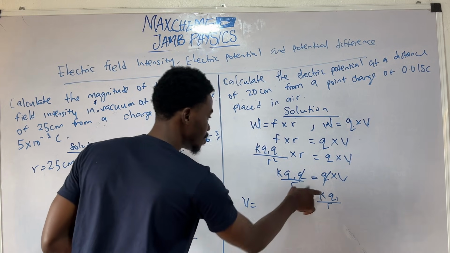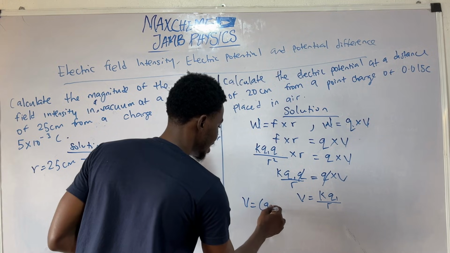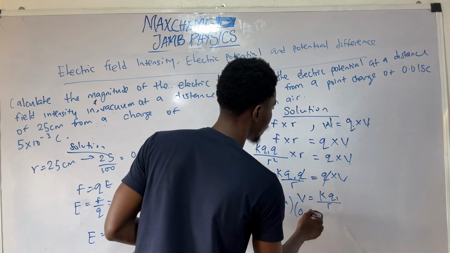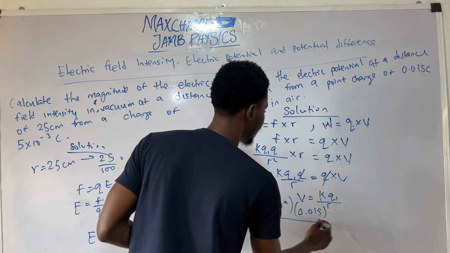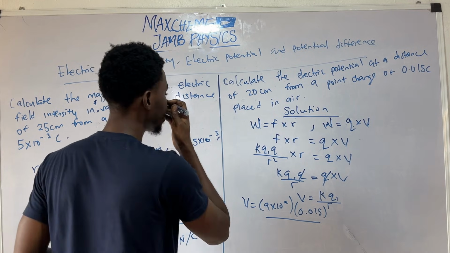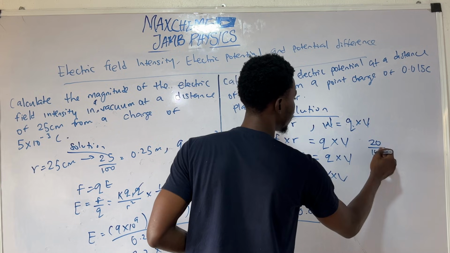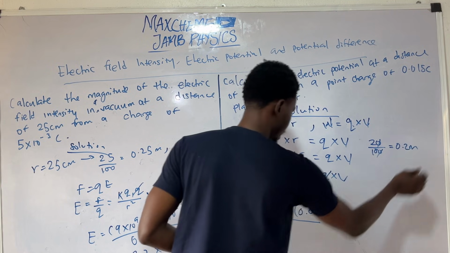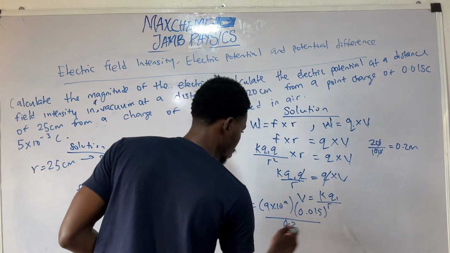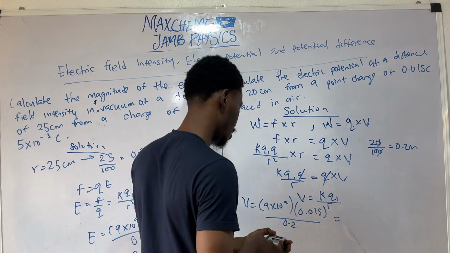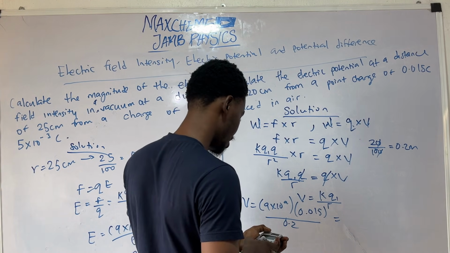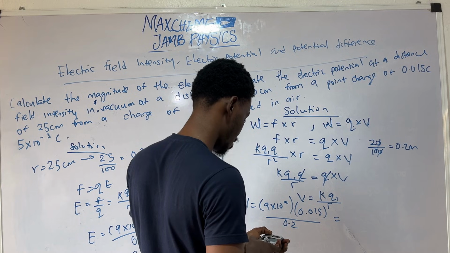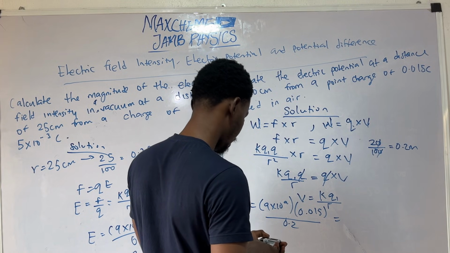So V is equal to, you remember that K is a constant, so K is 9 times 10 to the power 9 multiplied by Q. Q is 0.015 divided by the distance separating them, which is 20. So we are dividing 20 by 100 to convert it to meters. So that will give us 0.2 meter. So dividing by 0.2, punching that in my calculator, I would get 9 times 10 to the power 9 times 0.015 over 0.2.